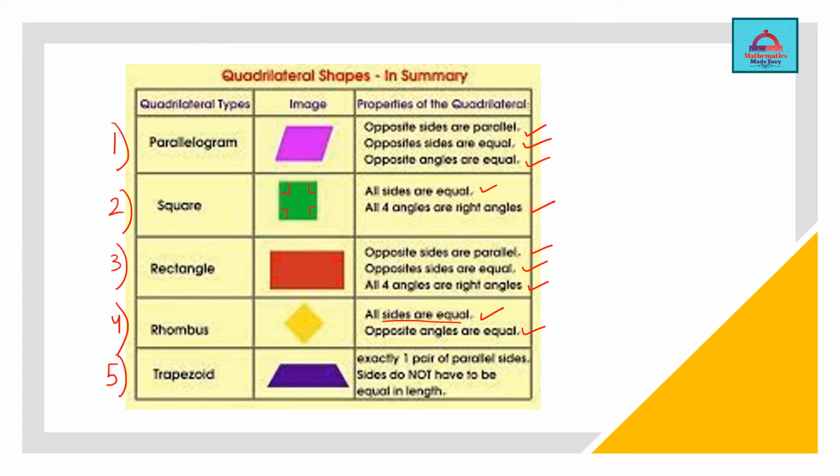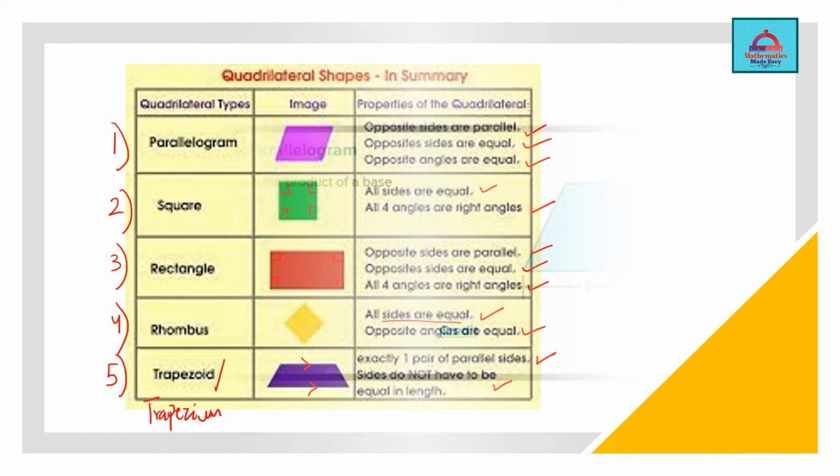Last is trapezium or trapezoid. So both, as I told you, are the same, two different names for the same thing. Here you have exactly one pair of parallel sides. You can see only this is parallel to this. These two are not parallel, and they have sides that are not equal in length. You don't know anything about that. And as you would see, there are different types of trapezoids or trapezium. Some are isosceles, some have unequal sides. All of that you'll get to know in this lesson in great detail.